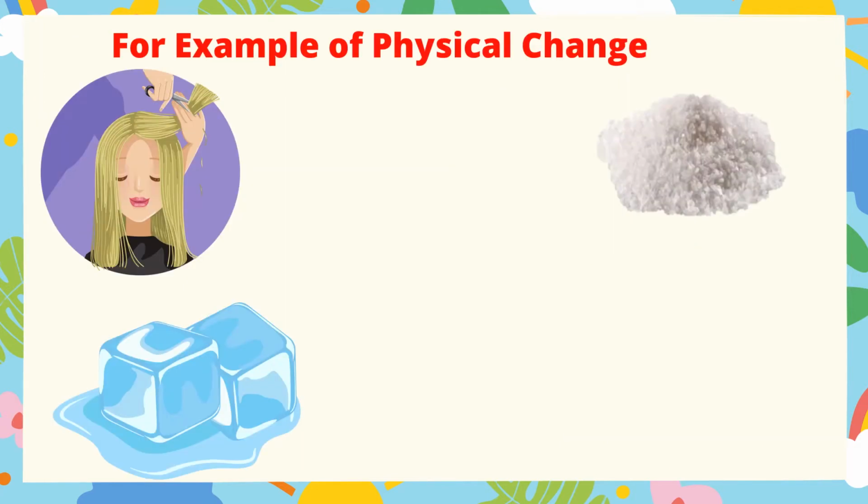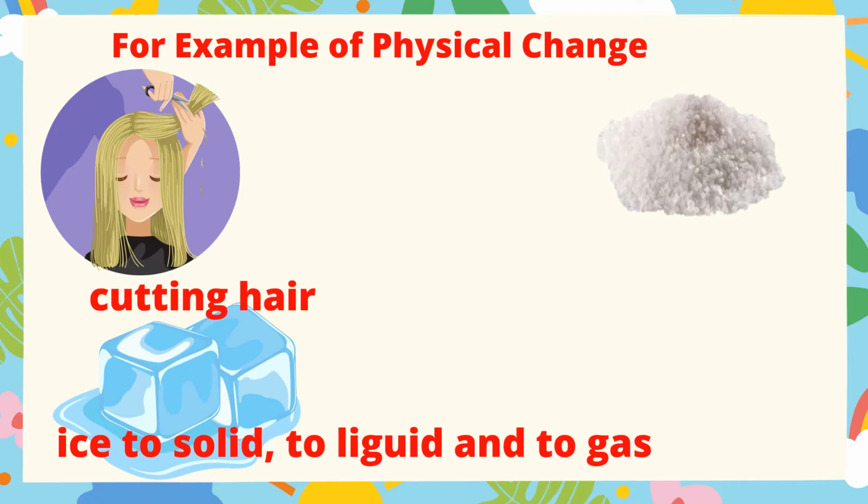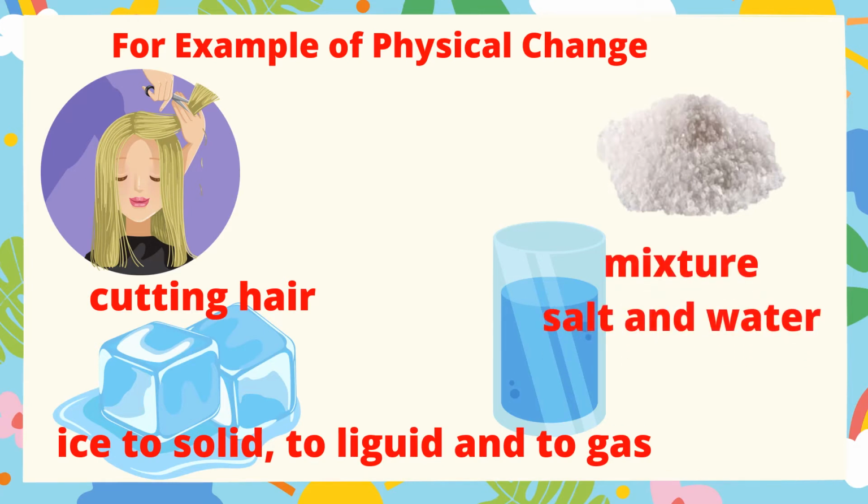Another example: cutting someone's hair is a physical change because the hair has the same properties as the original hair. When ice goes from solid to liquid, then to a gas, and back, it is an example of physical change. Most mixtures are physical changes, like mixing salt and water, because you can separate them later.